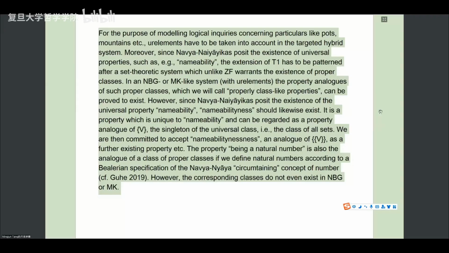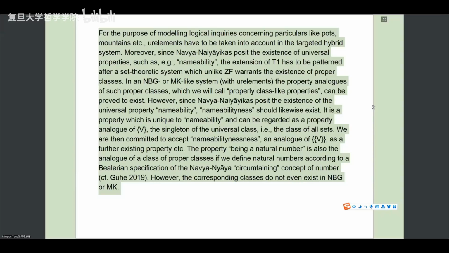Okay. So since Navier Nayakas posit the existence of the universal property nameability, nameability-ness should likewise exist. It is a property which is unique to nameability and can be regarded as a property analog of the singleton of the universal class. This is the class of all sets. And now we get some kind of objects which we even don't have in Neumann-Bernays-Gödel anymore, and also not in Morse-Kelly anymore. We are then committed also to accept nameability-ness, and this would be an analog of the singleton of V. And this would be a further existing property, and so on and so on. So we need another system than NBG or MK, on which we can model the Navier logic of property and location. But we have something like that as well.